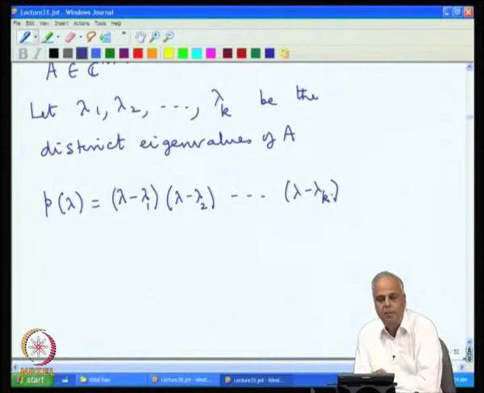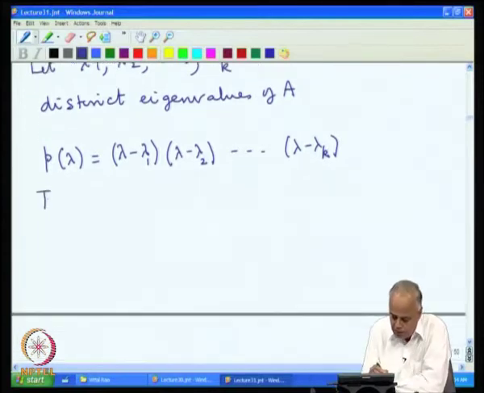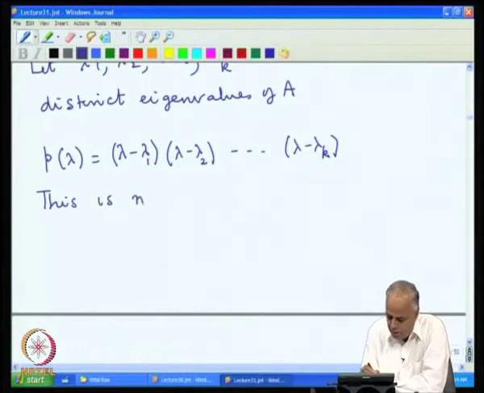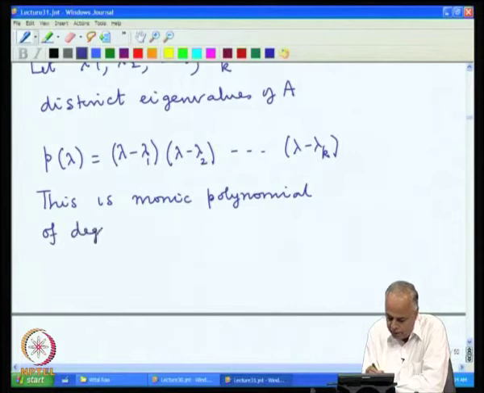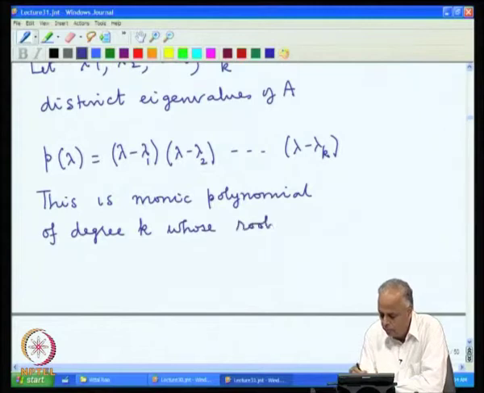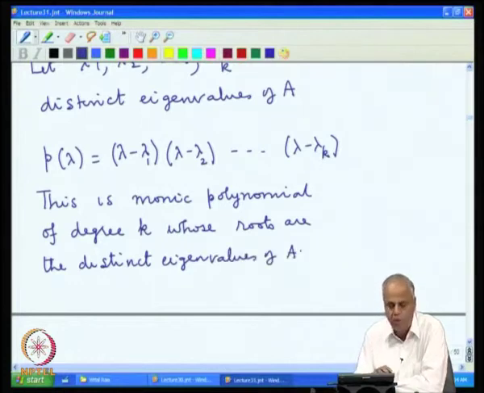So, this is a polynomial of degree k whose roots are lambda 1, lambda 2 and lambda k. This is a monic polynomial because the highest power has coefficient 1. This is a monic polynomial of degree k because there are k factors, whose roots are the distinct eigenvalues of A. Lambda 1 is a root, lambda 2 is a root, lambda k is a root.